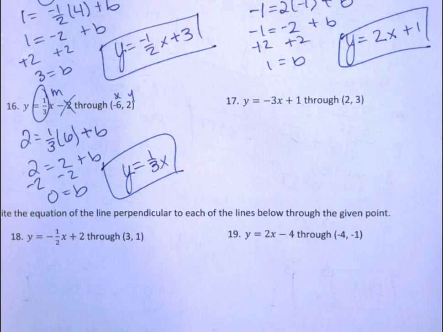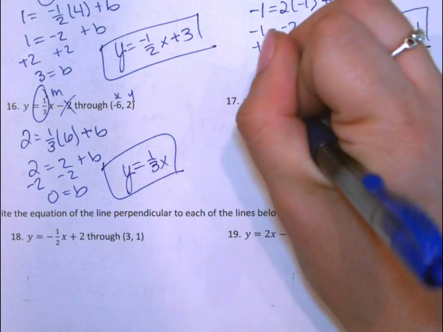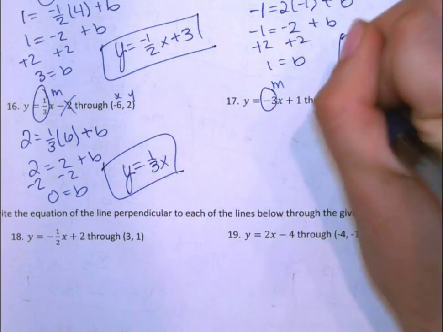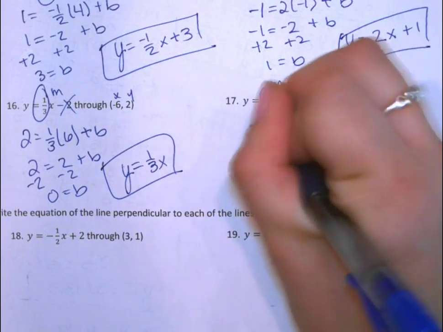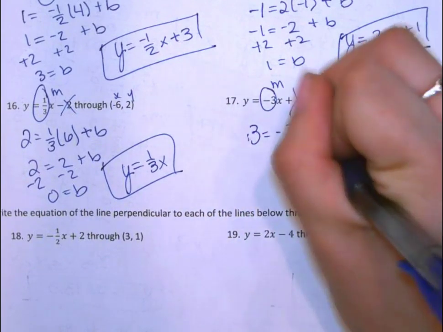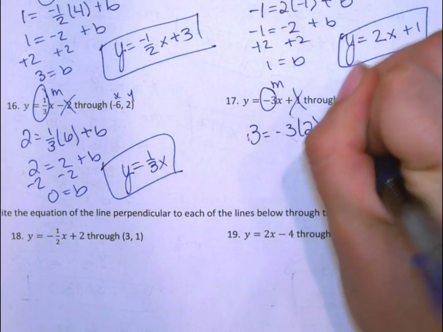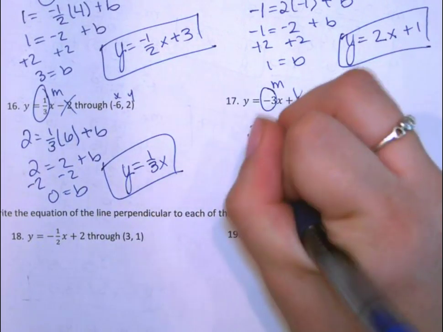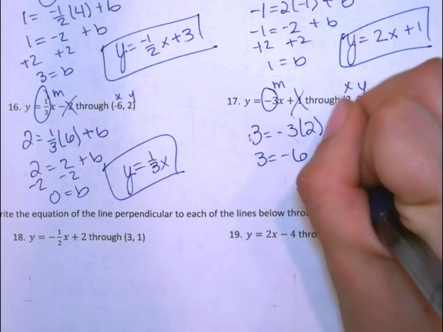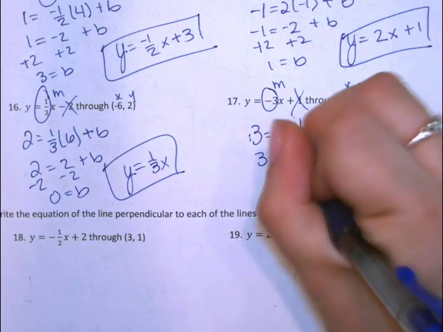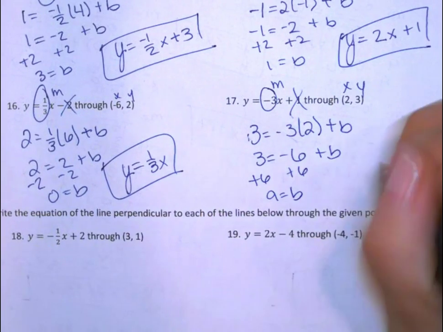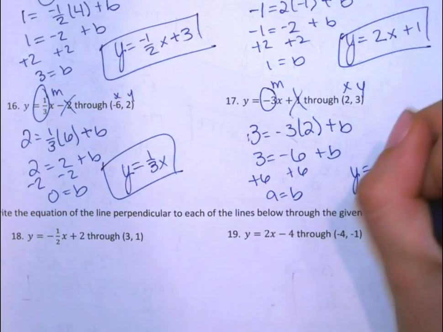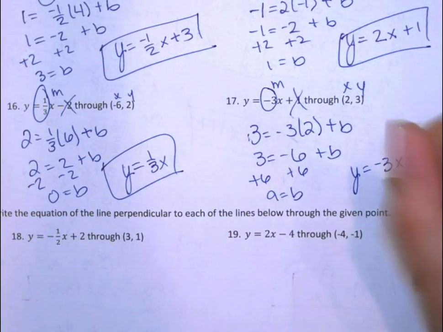Then I have to move on to my last one. I have m, x, y, not important. 3 equals negative 3 times 2 plus b. Negative 3 times 2 is negative 6. Then I add 6 to both sides. I get 9 equals b. I plug back in. y equals negative 3x plus 9.